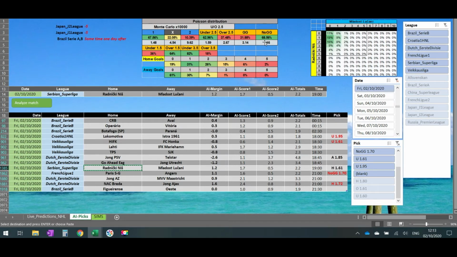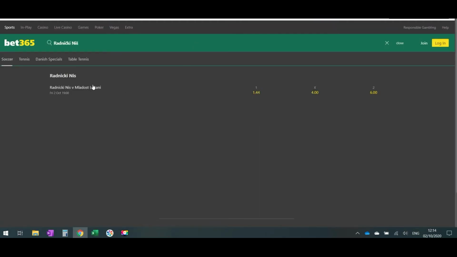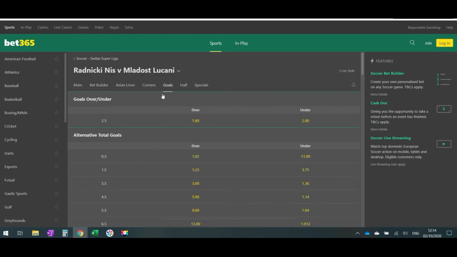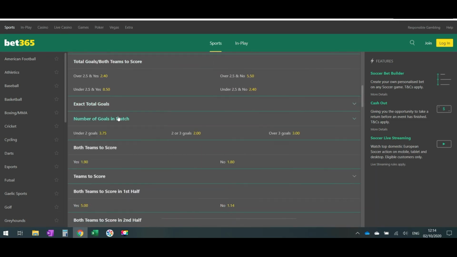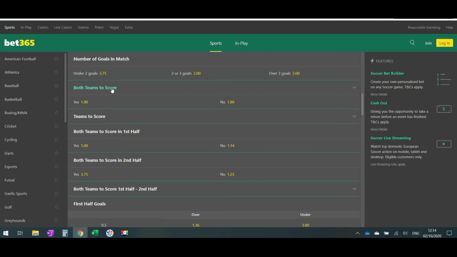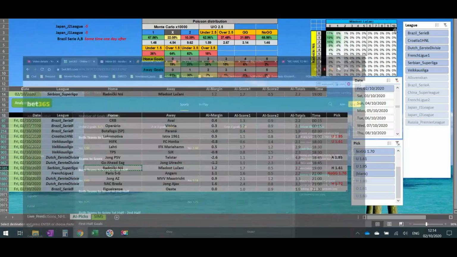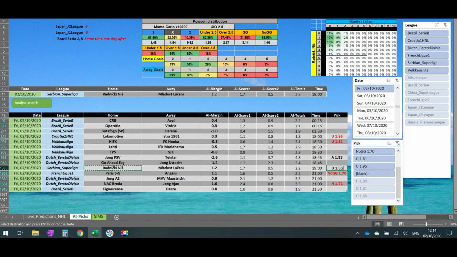So you can go no GG. Let's check this. Goals. Both teams to score no. It's 1.80. So this is also a good bet. You can bet on that as well. It's 1.80. So we can write here no GG, which is 1.8.